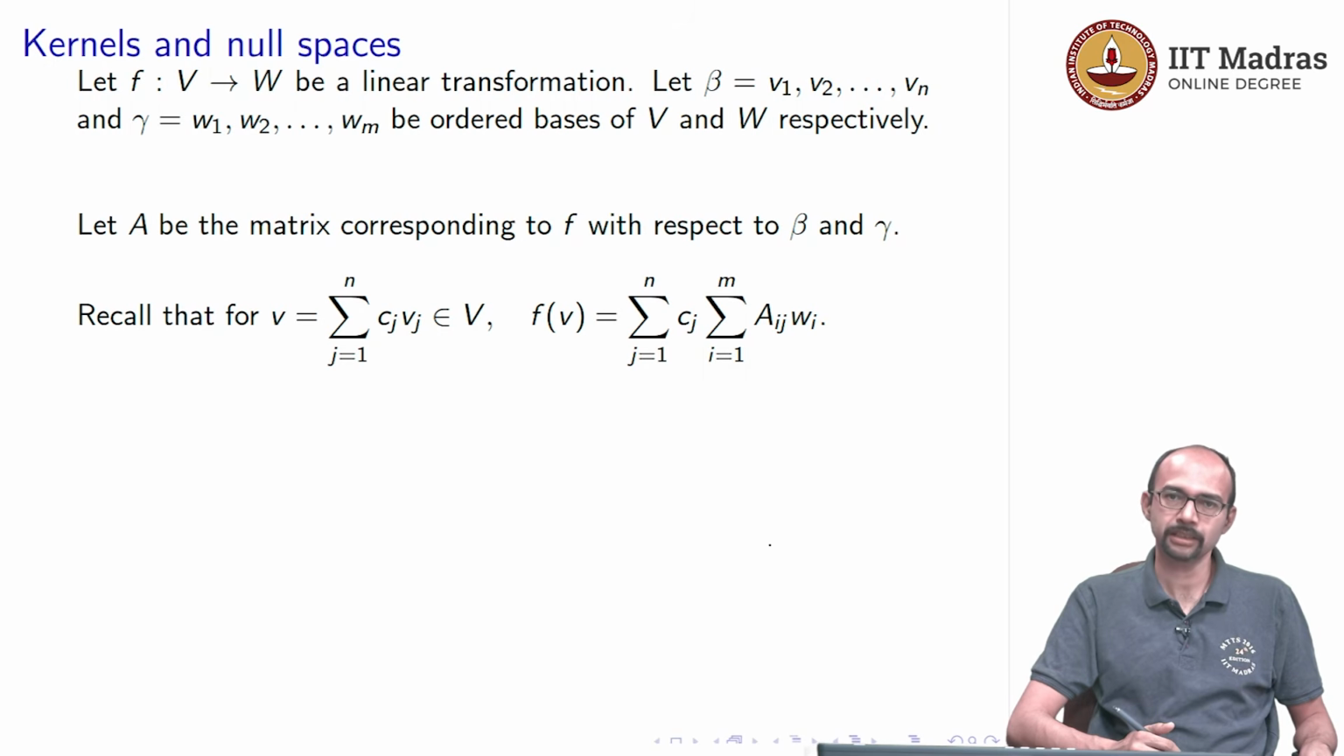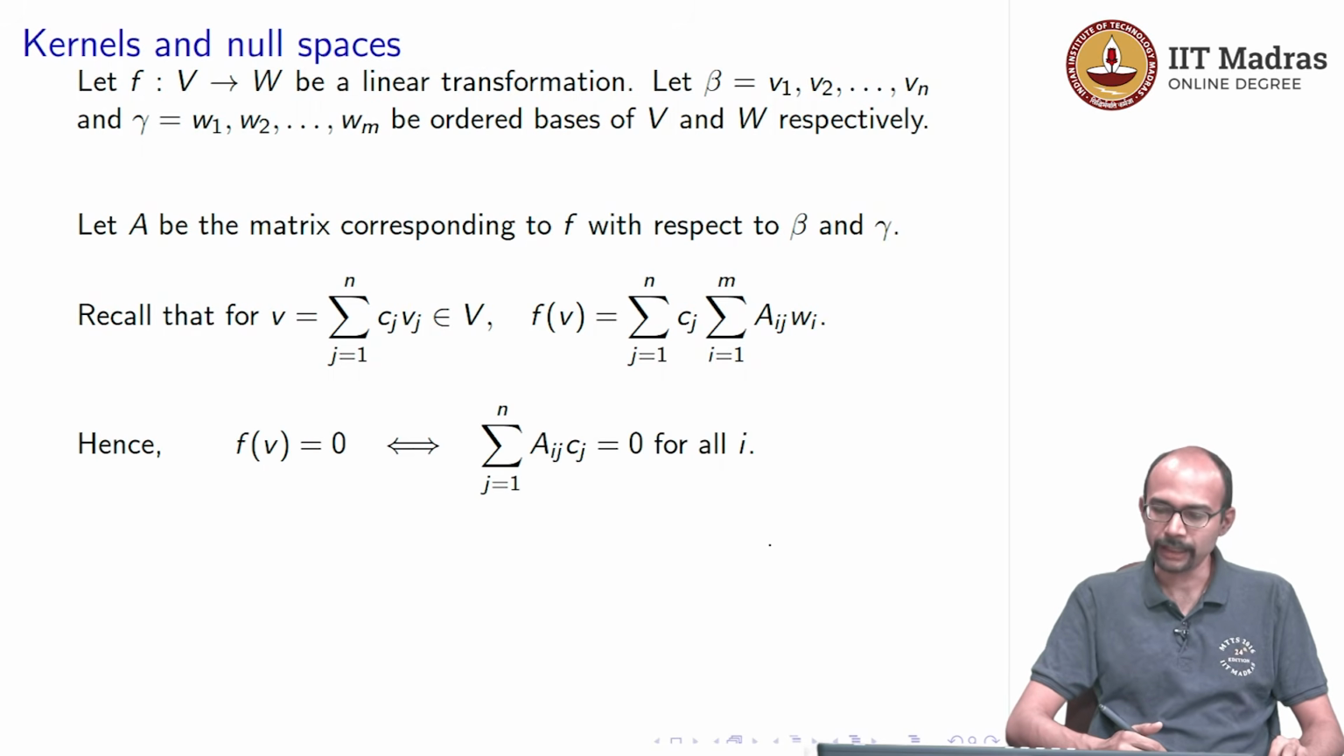So, that is corresponding to the jth column of the matrix A. That is where these coefficients are coming from. That is exactly what we just commented. Okay. So, when is f of v equal to 0?